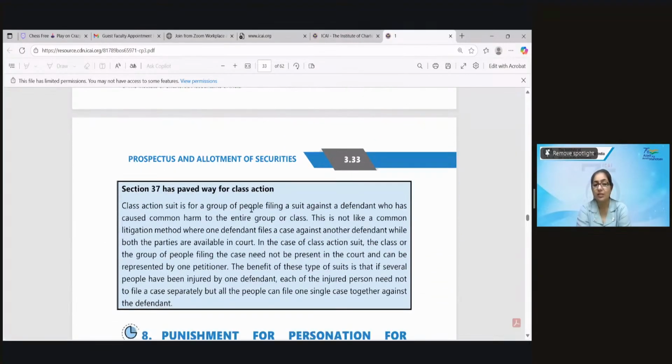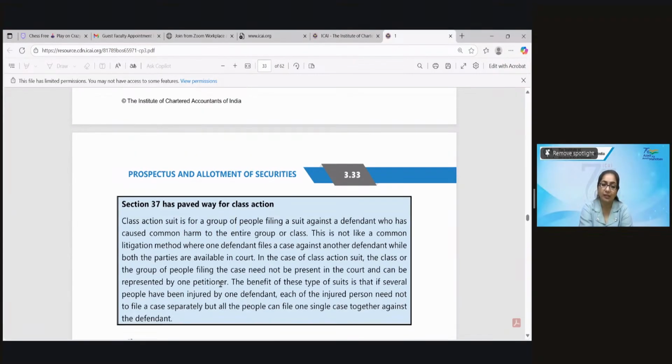Section 37 has provision for class action. So class action suit is for the group of people who want to file a case against one defendant for the common harm done to the entire group. सबको एक ही साथ नुकसान हुआ था सत्यम केस में, तो उन्होंने इकट्ठे ही केस फाइल कर दिया था कोर्ट.